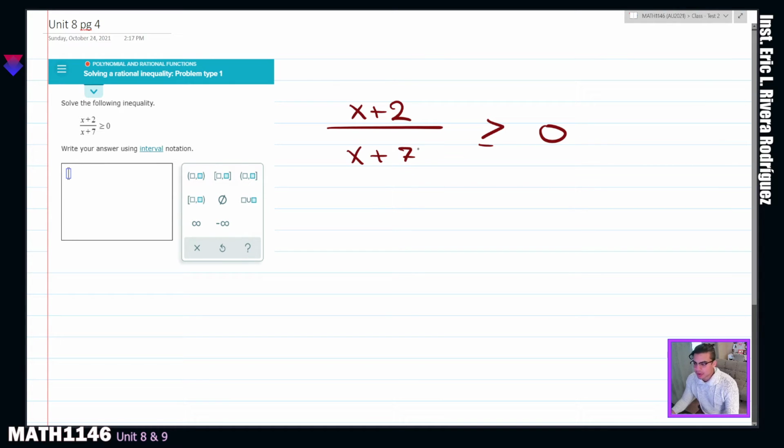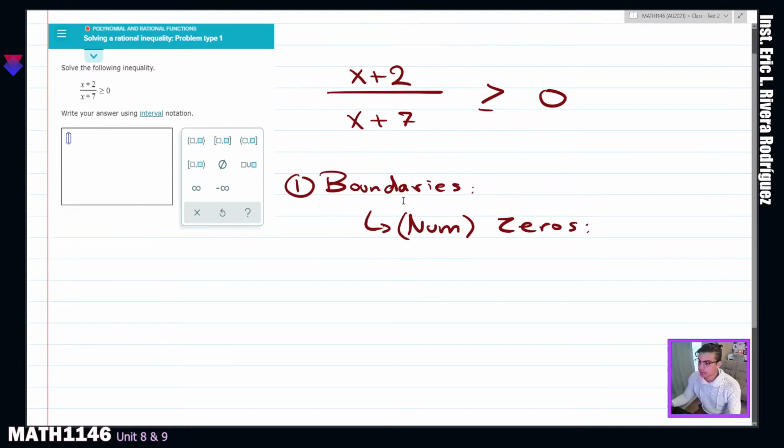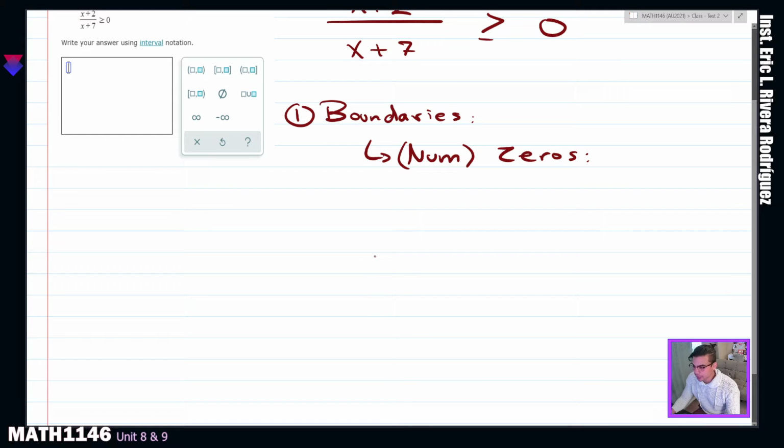The difference here is that when we find the boundaries, now we need to take into consideration the numerator. From the numerator, we are going to find the zeros of that polynomial, and we need to take into consideration the denominator. Here in the denominator, what we are going to find is the restrictions.